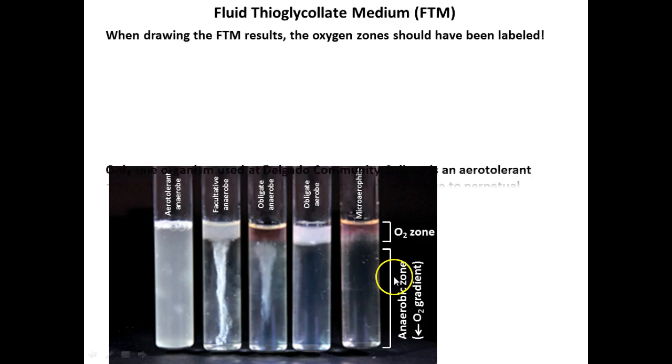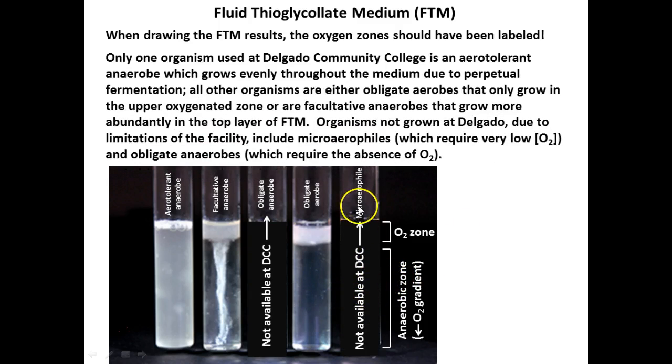For Delgado, two of these we don't have, right? We don't have microaerophiles, and we don't have obligate anaerobes. It's too hard to maintain the type of environments necessary to grow those organisms. So then you're left with facultative anaerobes, aerotolerant anaerobes, and obligate aerobes. And there were a few of you guys that had obligate aerobes, so because they can only metabolize using oxygen, they stay stuck in this oxygen-only zone until you only saw growth at the very top of your tube.